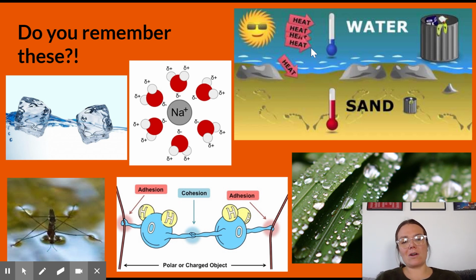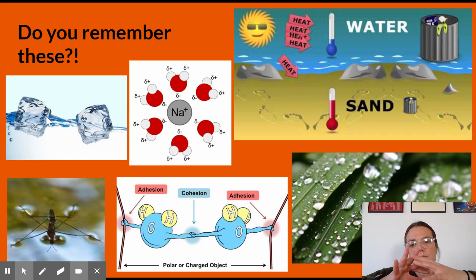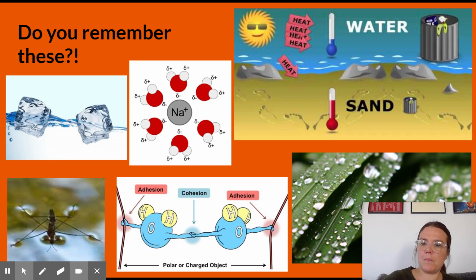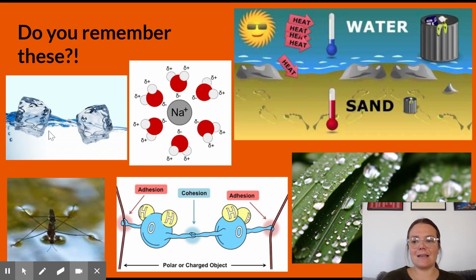We see that water has a high specific heat, meaning it takes a lot of energy and heat to warm up water. Think about what it's like if you've ever been to a pool or to the beach. The cement near the pool and the sand near the pool is always going to be way hotter than the water itself. We can see that ice floats, and that is because the hydrogen bonds move the water molecules a little bit further apart, making the ice less dense than the liquid water.